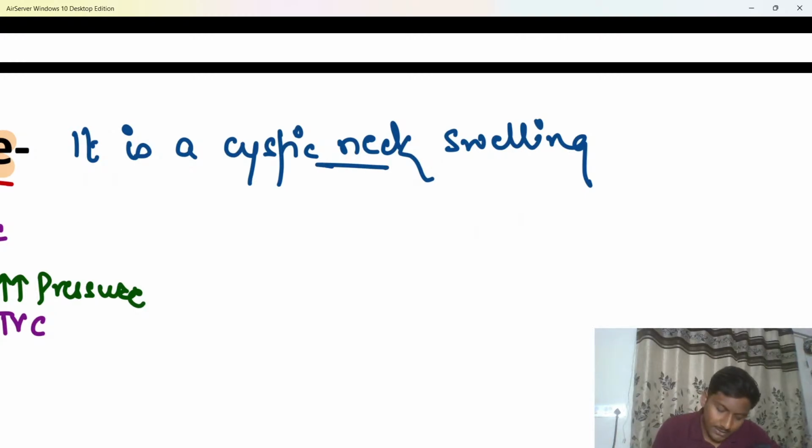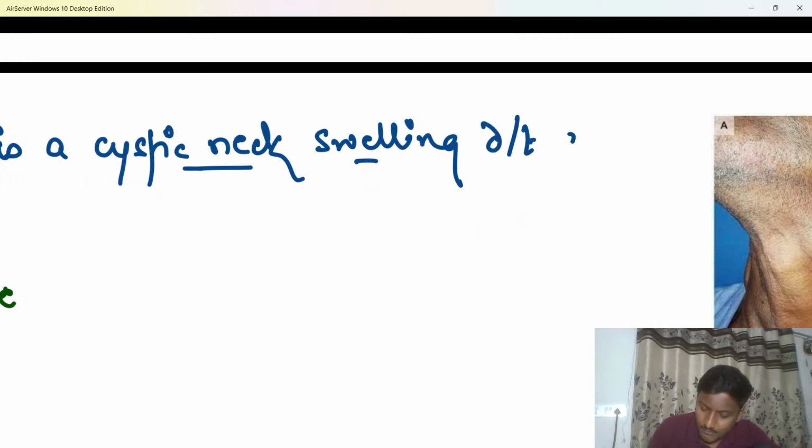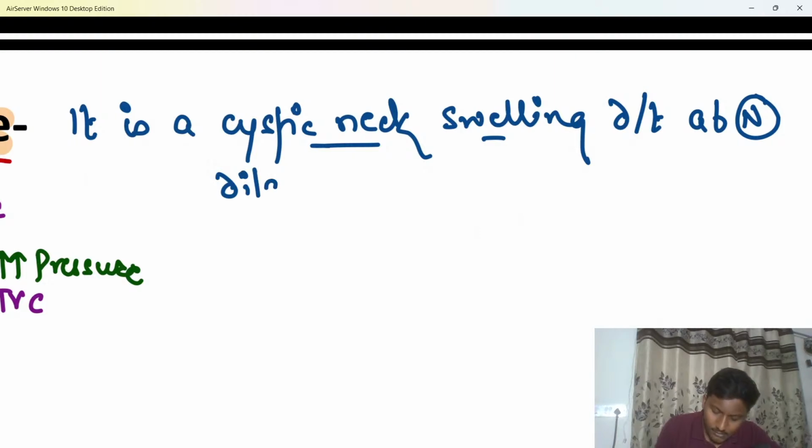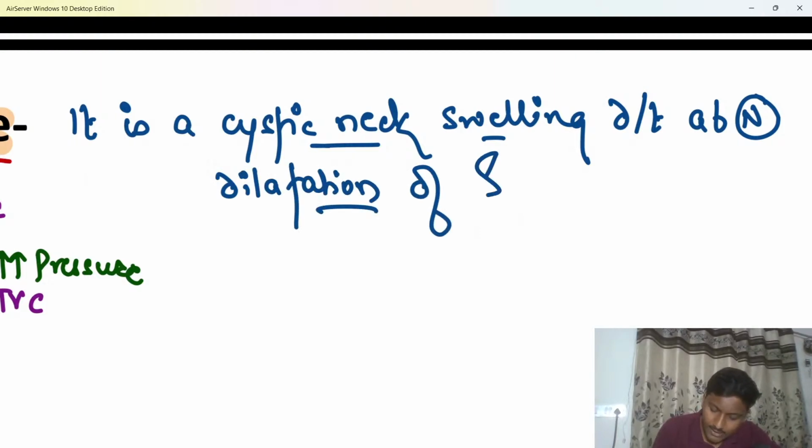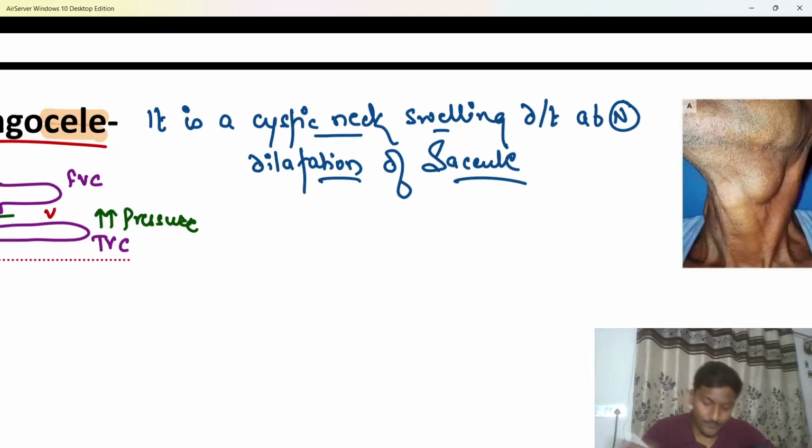Okay? So it is a cystic neck swelling due to, what is the main reason? Due to abnormal dilatation of which structure inside the larynx beta? Due to abnormal dilatation of the saccule. So it is a cystic neck swelling due to abnormal dilatation of the saccule. So the main definition we can say is abnormal dilatation of the saccule. Why does this happen? Due to constantly high pressure inside the larynx.